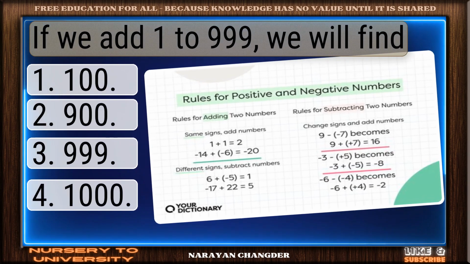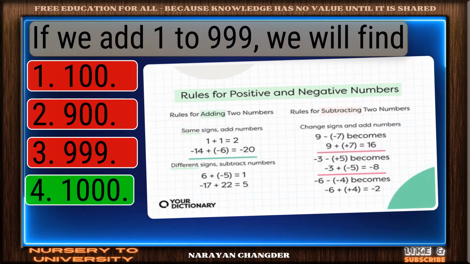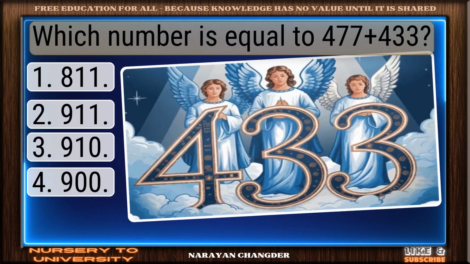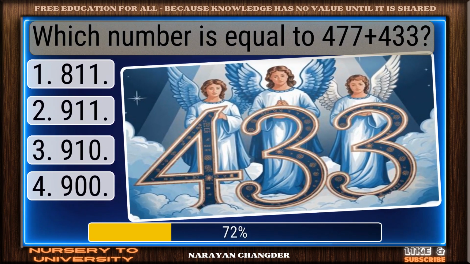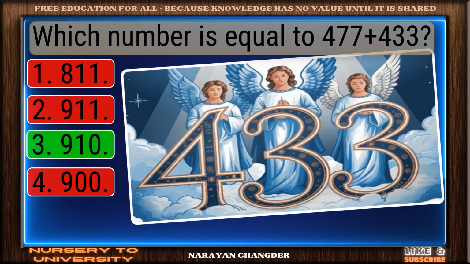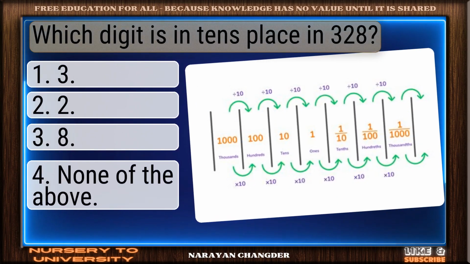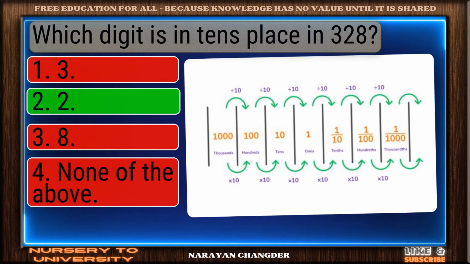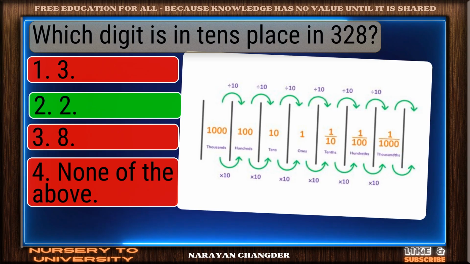If we add 1 to 999, we will find? Right again. 1000 is a valid answer. Which number is equal to 477 plus 433? Well done. 910 is the right choice. Which digit is in tens place in 328? Good job. Your answer 2 works well here.